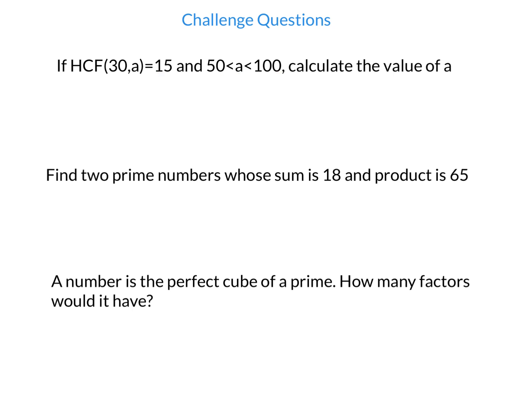A is between 50 and 100. What's the value of A? So here A is just some random number. I'm saying some random number and 30 have a highest common factor of 15. If that random number is between 50 and 100, what is that random number?